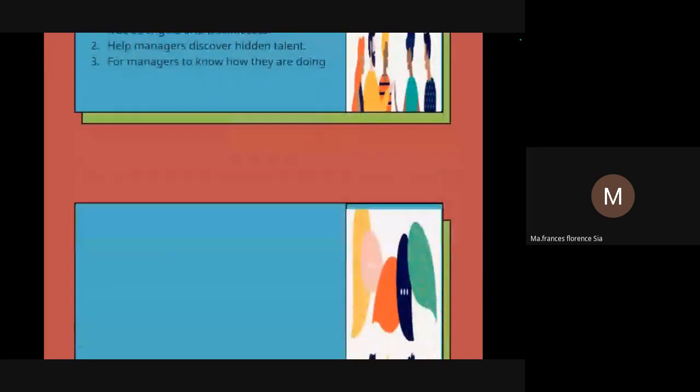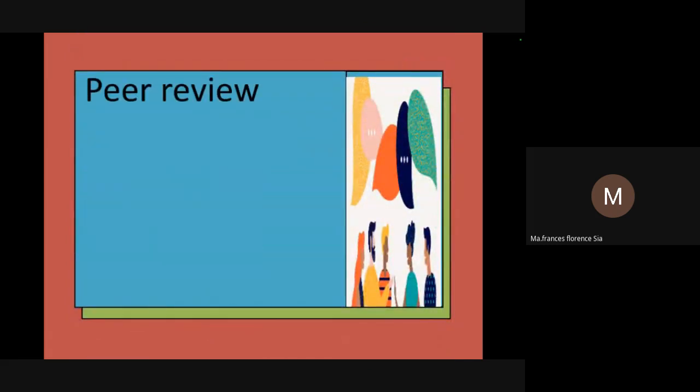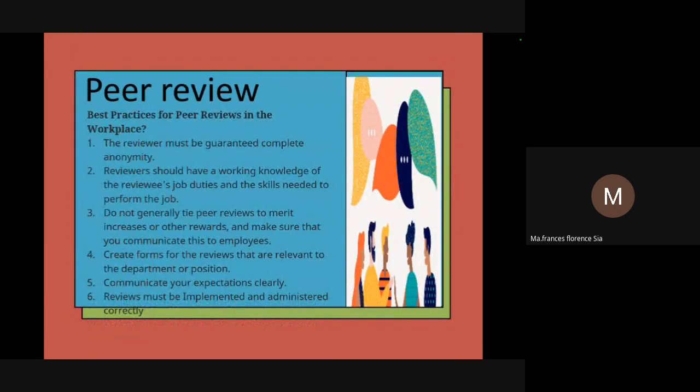So, next slide, sir. So, best practices for peer reviews in the workplace. If handled correctly, peer reviews can provide management with valuable insights into employees' skills, morale, personality, and productivity. These tips can help you manage your peer reviews to achieve the best outcome.